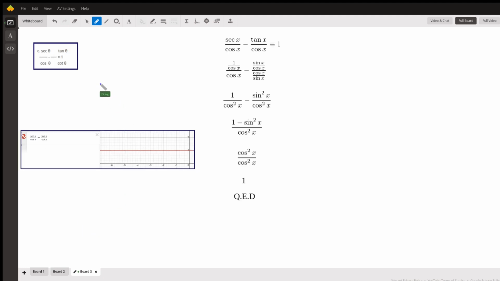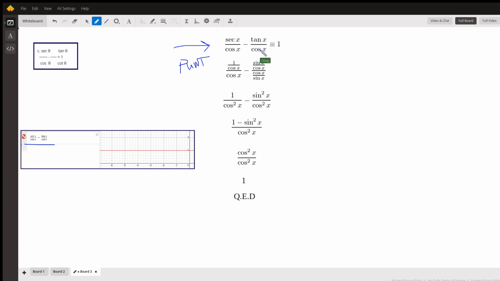And finally, number 3, here's the original identity. And you can see down here from Desmos, always equal to 1. So again, I would punt, which means change everything to sines and cosines. Obviously, the left side is much more complicated than the right side, so I'll work there. Replace secant with 1 over cosine, tangent with sine over cosine.